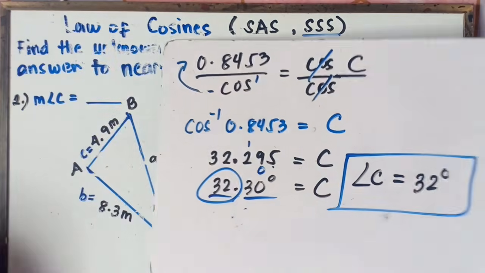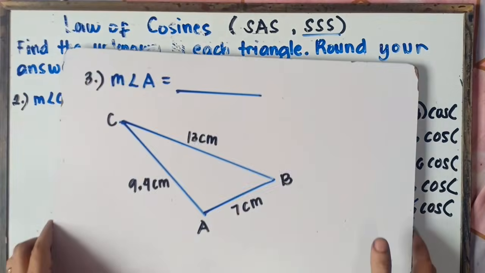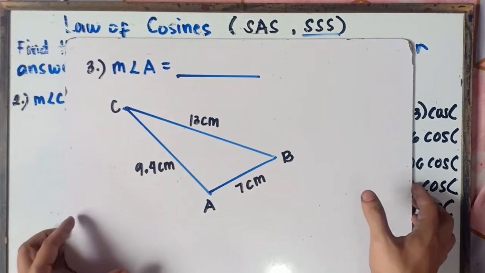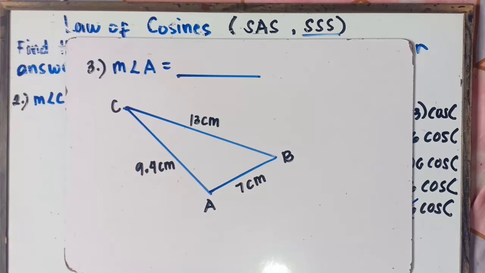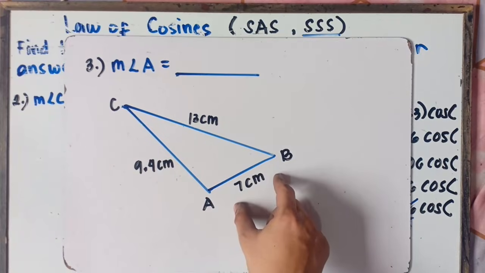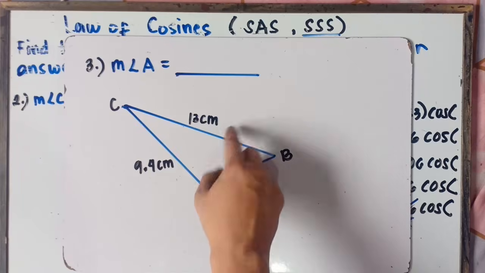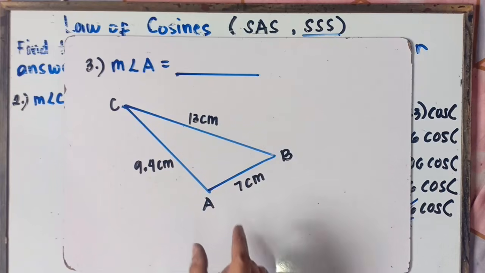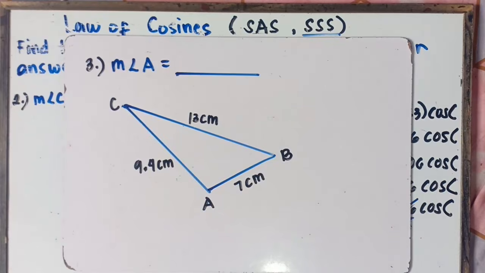Alright, now how about you try this one, class? Example number 3. Find the measure of angle A, and then put your answer on the comment section down below. Given 9.4 centimeters for this side, 7 centimeters for this side, and 13 centimeters for this side, you're told to find the measure of angle A. Try this one and put your answer in the comments.